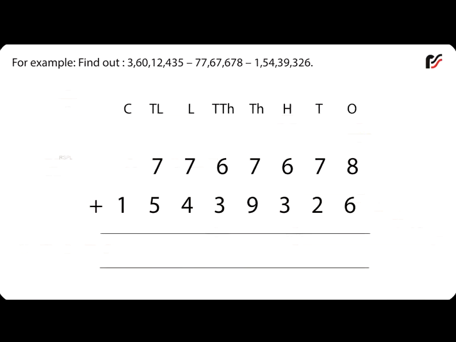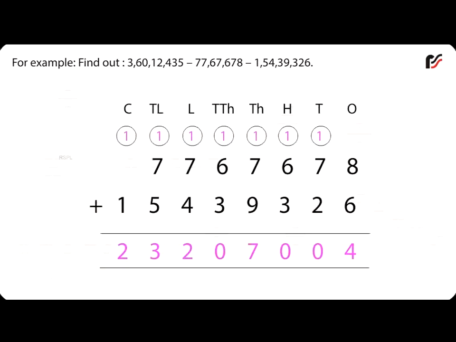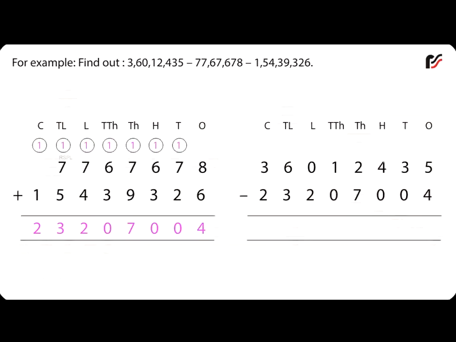For example, find out 3 crore 60 lakh 12,435 minus 77 lakh 67,678 minus 1 crore 54 lakh 39,326. Add the numbers to be subtracted. Then subtract this sum from the first number. The sum is equal to 2 crore 32 lakh 7,004 and the difference is equal to 1 crore 28 lakh 5,431.